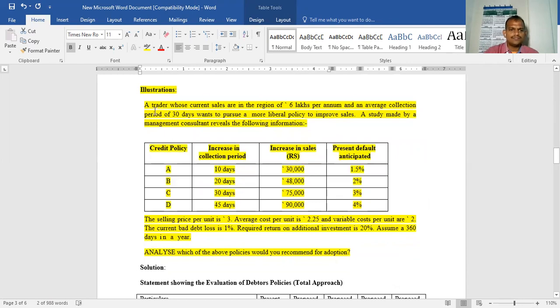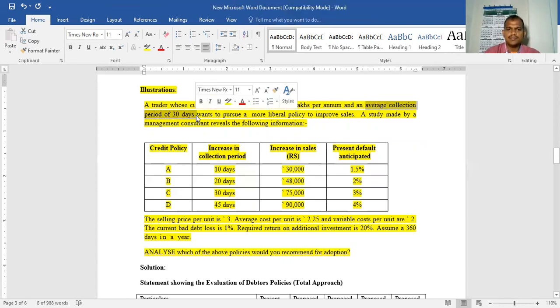Illustration: a trader whose current sales are in region of 6 lakhs per annum. So current sales are 6 lakhs per annum. Average collection period is 30 days. That is the present status. Wants to pursue a more liberal policy to improve sales. A study made by the management consultant reveals the following information.